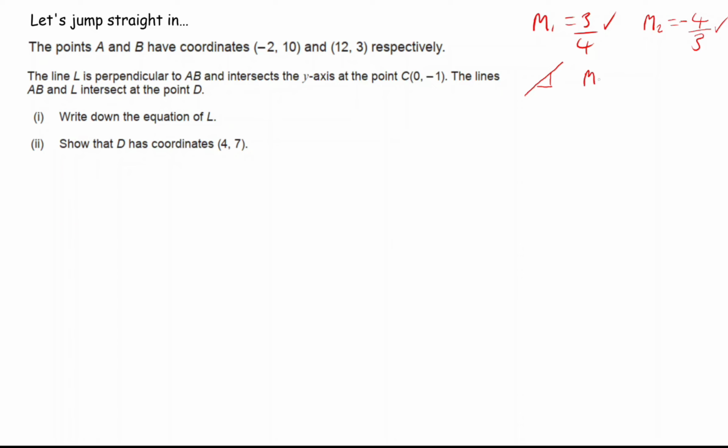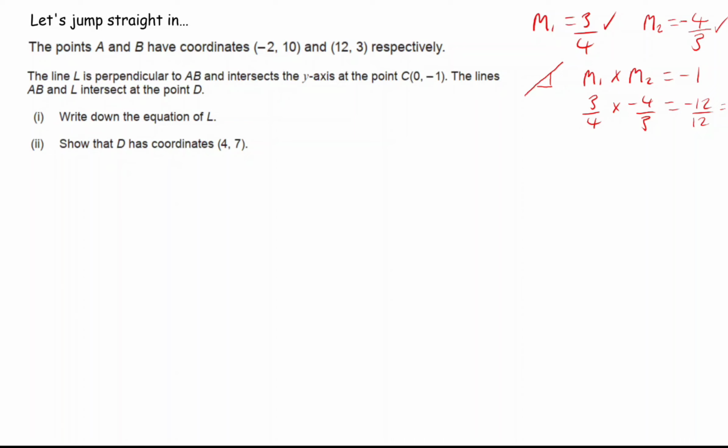Formally, what we could say is that M1 times M2 will equal minus 1. So for example, 3/4 times minus 4/3. That will give us 3 times minus 4, which is minus 12, and 4 times 3, which is 12, which gives us a gradient of minus 1. Okay, so that's predominantly the relationship that we're going to use in today's session.